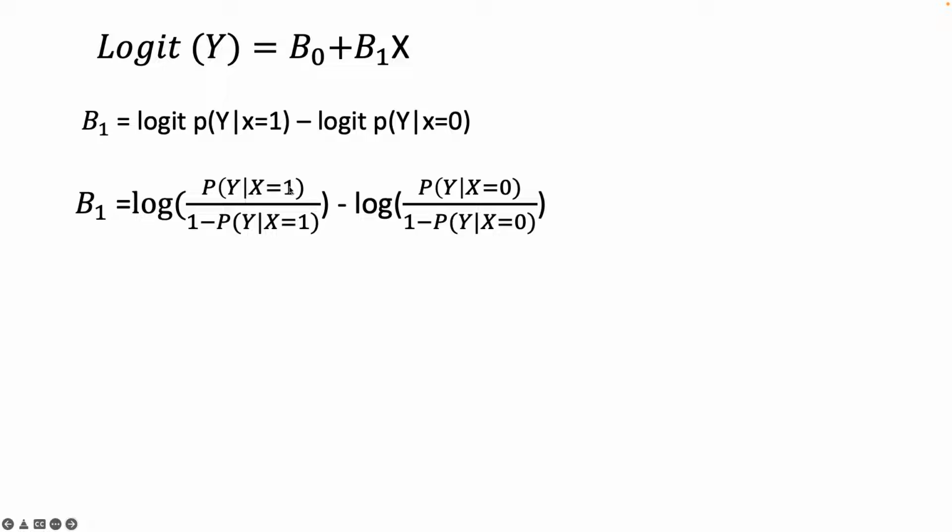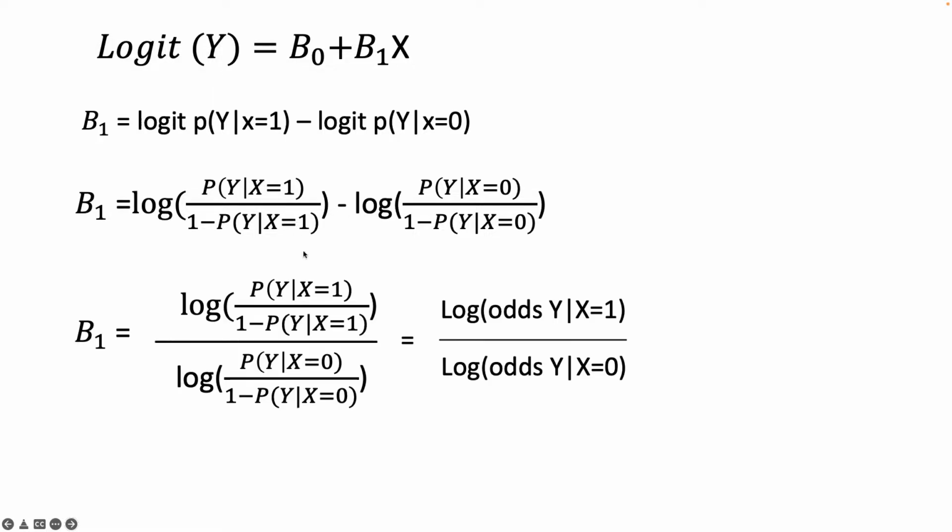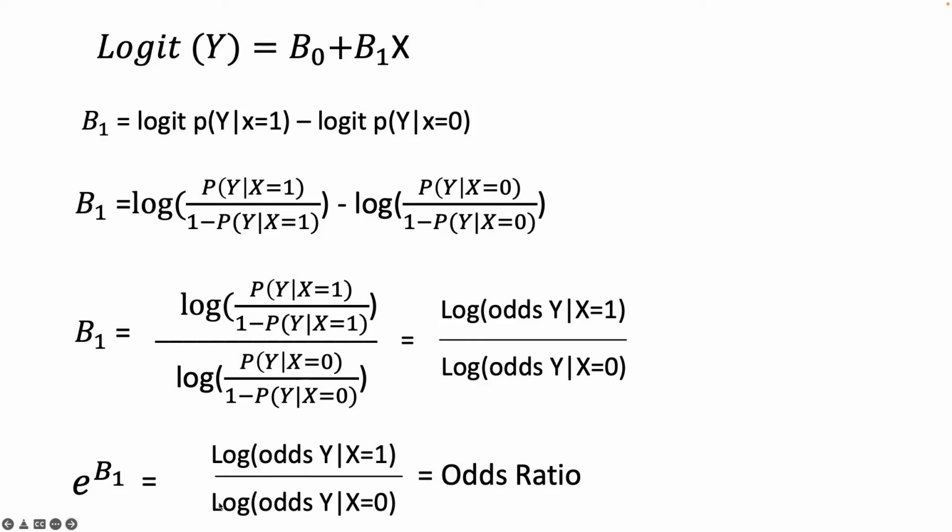Probability of y given x equals 1, that's the probability of the event given that you're male, given that x equals 1, over 1 minus the probability of that event. So that's the definition of an odds. And if you remember log rules from high school, when you subtract one log from another, you can have them as a ratio. So here we have the log odds of the outcome when x is equal to 1, when you're male, over the odds of the outcome when x equals 0. And if you exponentiate that, that gets rid of the log, and you're left with an odds ratio.